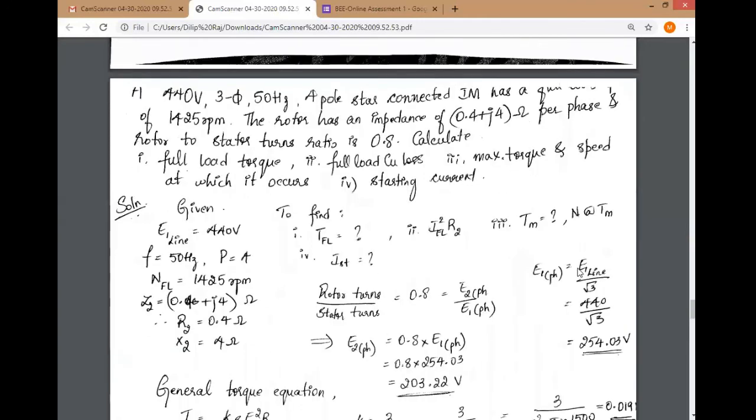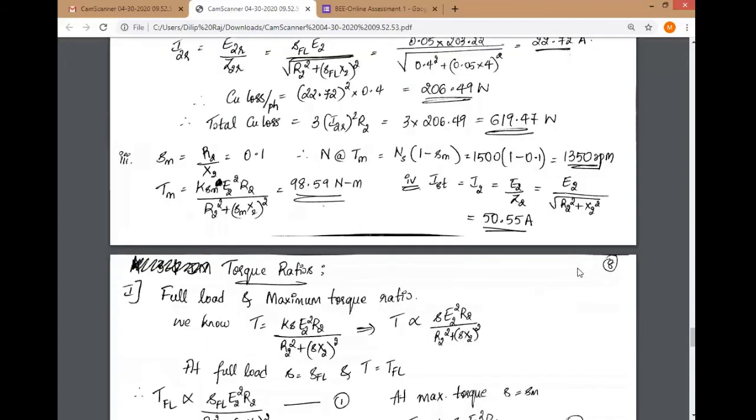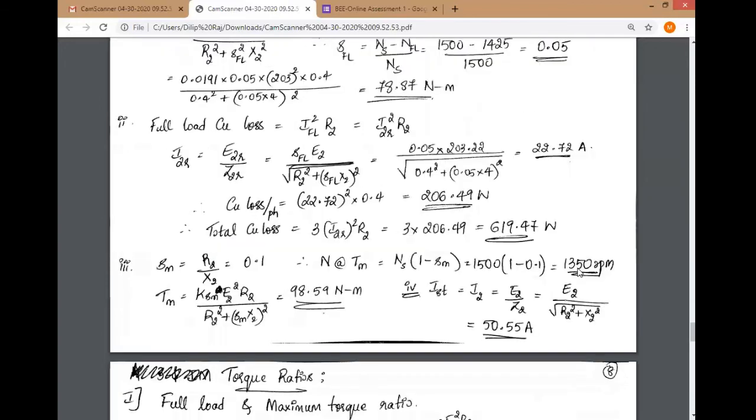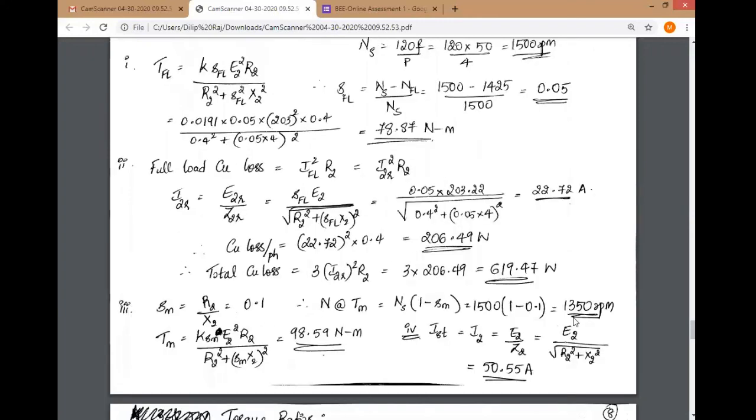The fourth component to be calculated is the starting current. The current during starting, with respect to the rotor, we represent as I2. I2R is the current at running condition, whereas I2 is the current at starting, which is given by E2 by Z2. E2 should be per phase, so the value is known, substitute. Z2 is nothing but the square root of R2 square plus X2 square. Substitute that, and the starting current value will be 50 amperes.